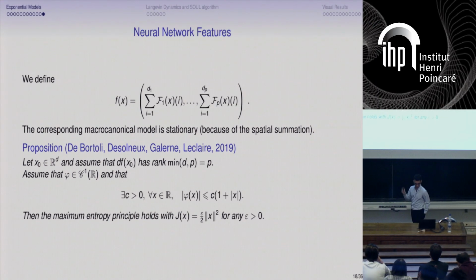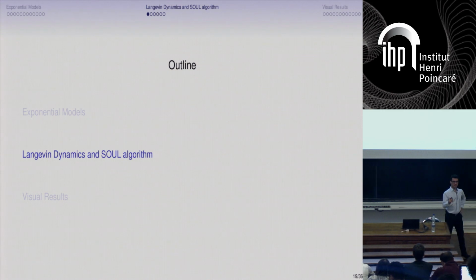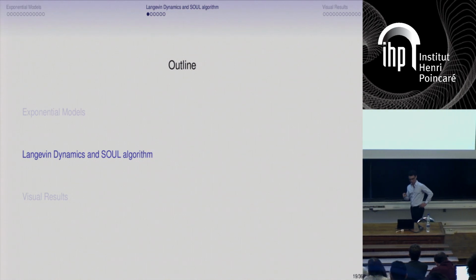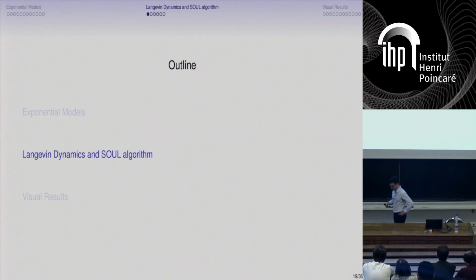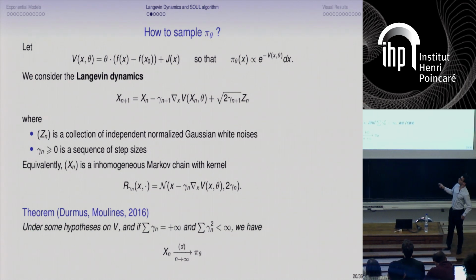I will not go into the proof of this result. Now we will try to sample and estimate such a macrocanonical model using a sampling algorithm and an estimation algorithm on which Valentin has been working with Alain Durmus, so Marcelo and Anna, who are there. First, how to sample pi theta. Again, for our maximum entropy distribution, pi theta can be written with a density with respect to the Lebesgue measure, which is written in this way.